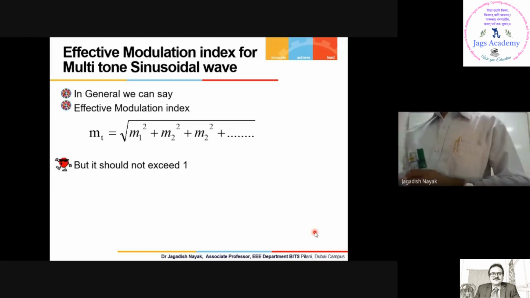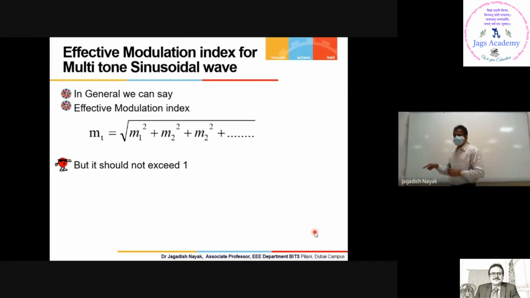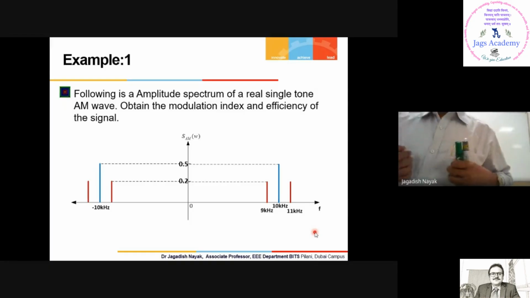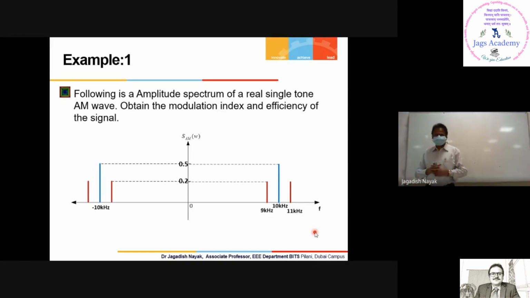This is the generalization. Earlier we took only m1 and m2. Suppose you have a signal with multiple sine waves added together. Then your mt is equal to this one, and the power expression remains fixed. In the tutorial class, I will give you some problems on this, so you can do those problems at that time. But see that your effective modulation index should not exceed 1. It should always be between 0 and 1. Take down this.